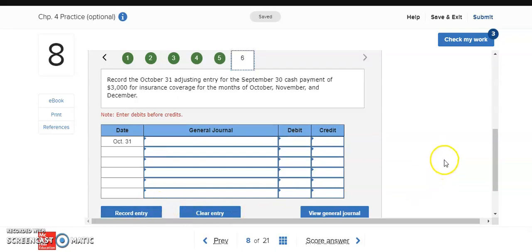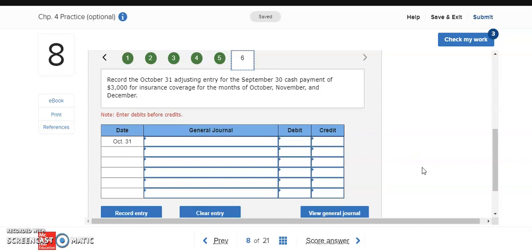Now it's October 31st, and they want us to record the October 31st adjusting entry for the September 30th payment of cash for $3,000. And that insurance coverage was for 3 months. So if we pay $3,000 for 3 months on September 30th, to find out 1 month's coverage, we divide 3,000 divided by 3 is 1,000 per month.